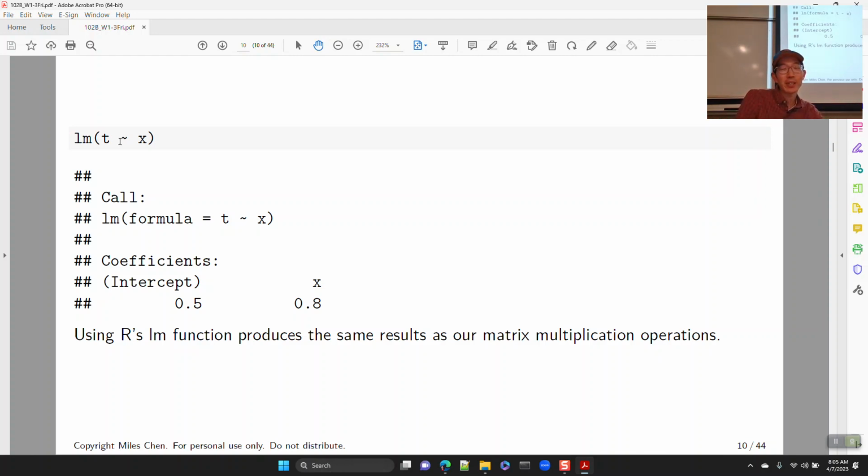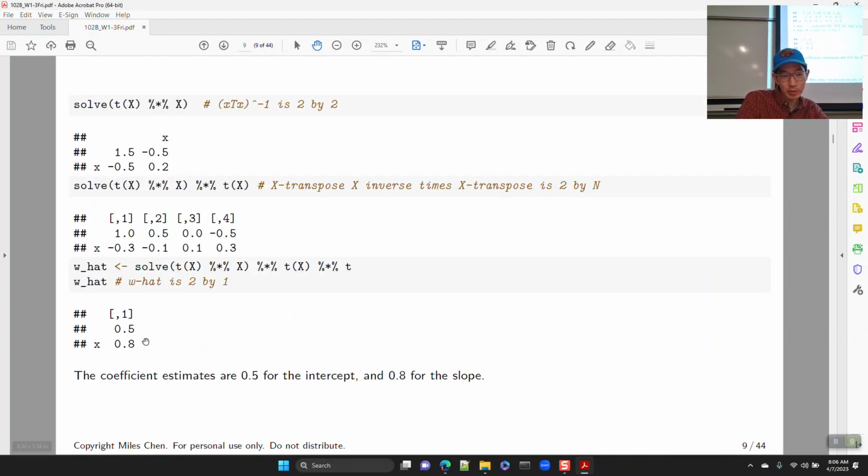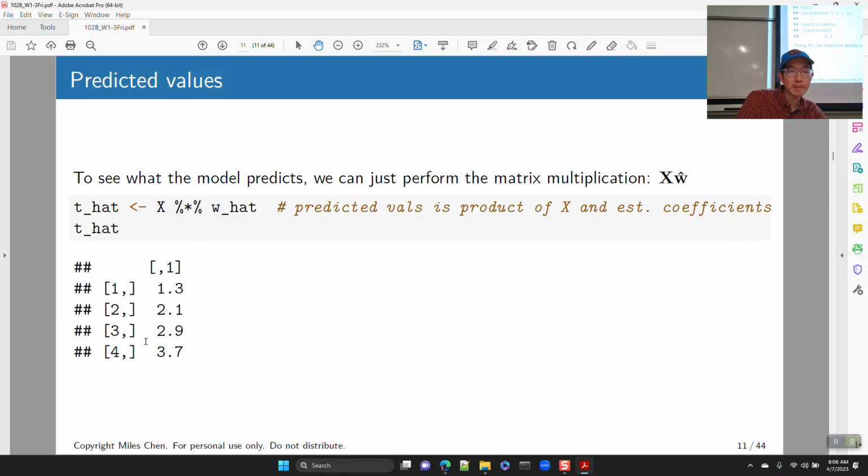Okay, so if I do lm and I do T as predicted by X, it gives me the intercept of 0.5 and 0.8. What happens underneath the hood in lm is not this matrix stuff that we've been doing. And actually, I don't actually know what happens. I think it calls a C function, and basically when it calls a C function, it's like, oh, magic. But we have an intercept and we have a slope, and indeed the lm function in R produces the same thing that we get when we do our matrix operations.